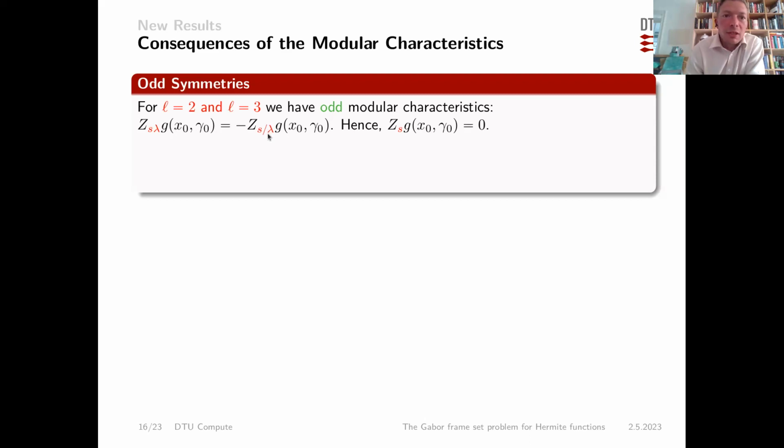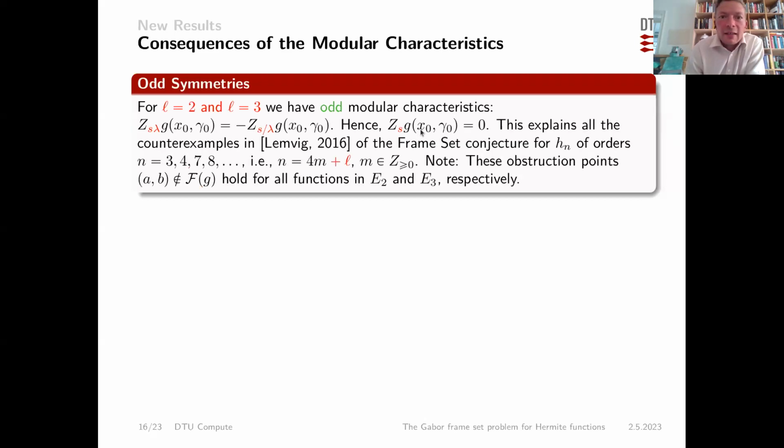But if you take lambda to be equal to 1, then you can conclude that the SAC transform needs to have a 0 at this exact point x naught and gamma naught. This actually explains all the counterexamples that I found in my first paper. This is exactly this odd modular characteristics of this form.